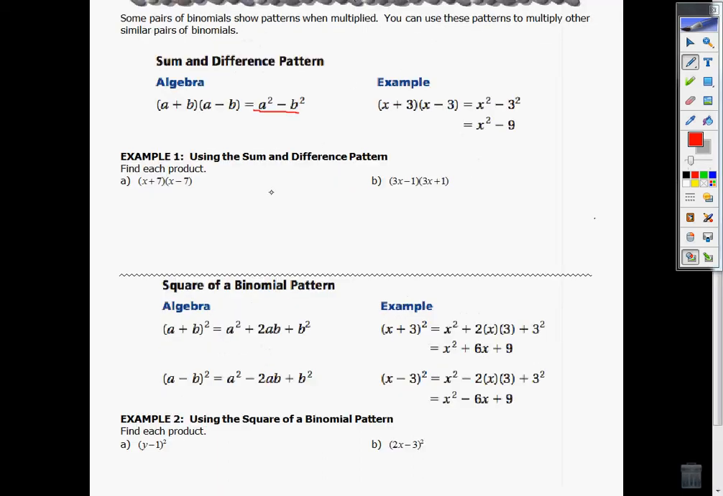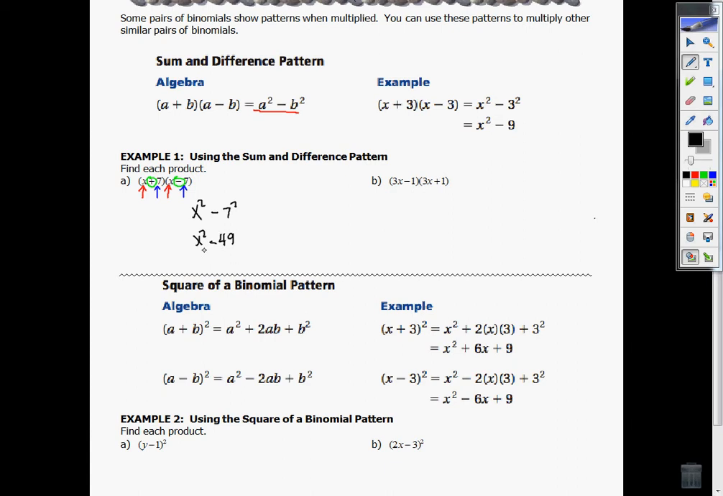Why don't I zoom in a little bit and I'll do A for you. We have x plus 7, x minus 7. Okay, so I'm seeing that I have the same number here as I do here, and the same number here as I do here. The only difference is that in this case I am adding, in this case I am subtracting. Okay, so I know that this is a sum and difference pattern, and I'm going to go ahead and multiply these two things really quickly just by saying first number squared minus second number squared, x squared minus 49.